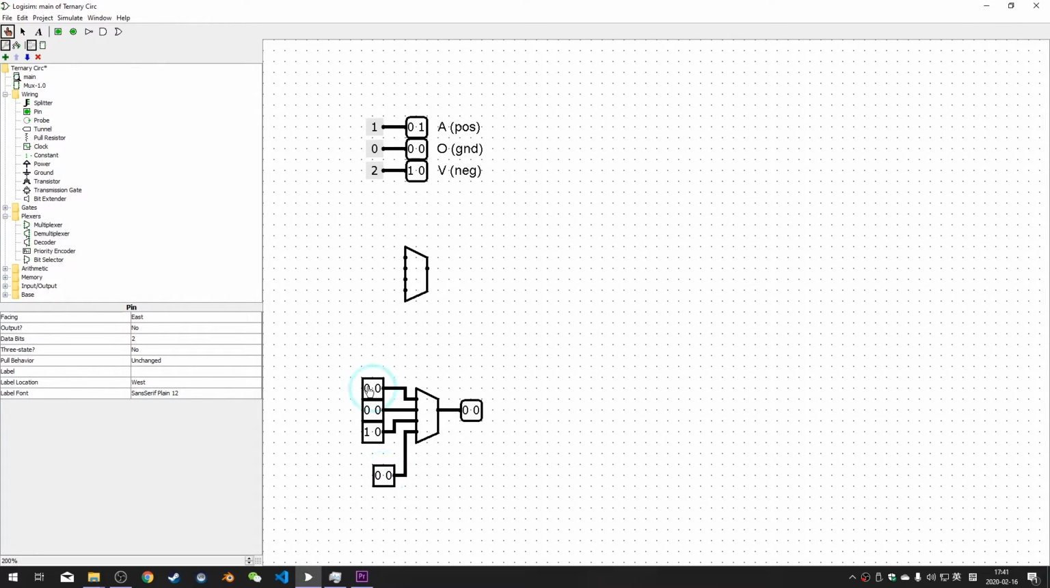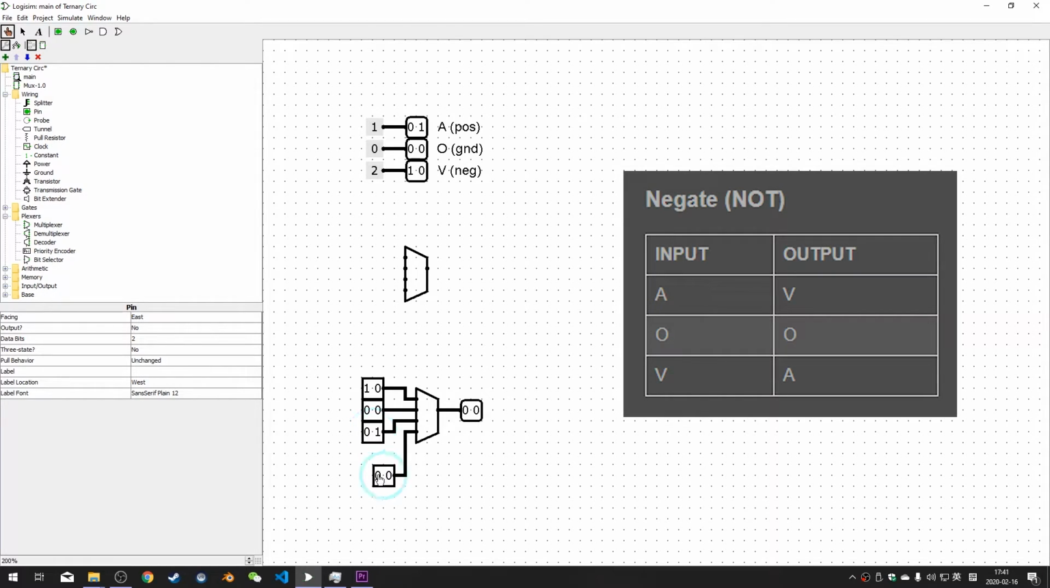And when we flip the input P and N channels, we have changed the buffer into an inverter, or a NOT gate. The output will always be the negative of the input S.